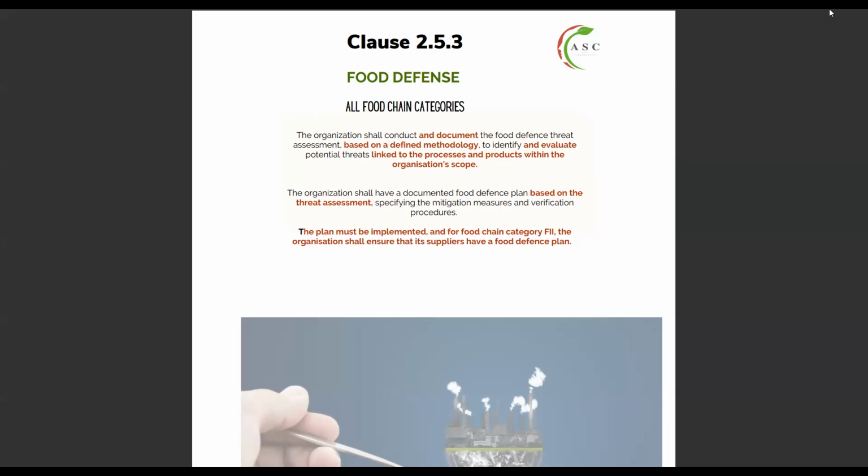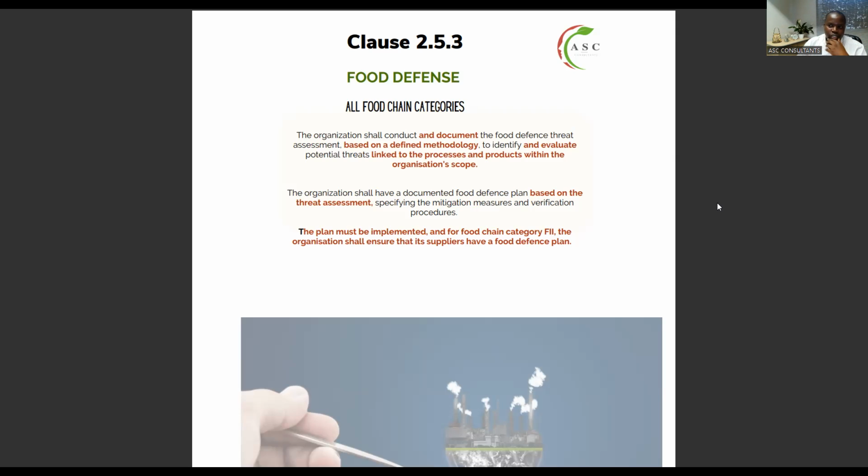It goes further that for food chain category F2, in addition to the above, the organization shall ensure their suppliers have a food defense plan. So if you belong under food chain category F2, it is your responsibility to ensure that your suppliers have a food defense plan. So that is for brokering, trading, or e-commerce. You shall ensure that whoever supplies you does in fact have a food defense plan, because perhaps as a broker, you may not necessarily be required to have a food defense plan if you are not handling the product, but it's your responsibility to ensure that your suppliers do in fact have that food defense plan and you keep it as part of your records.